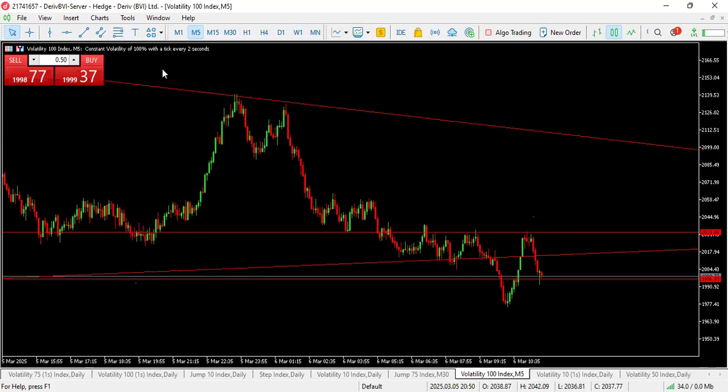I don't know if my screen is showing. If you can see my screen, can you type 111? All right, good.